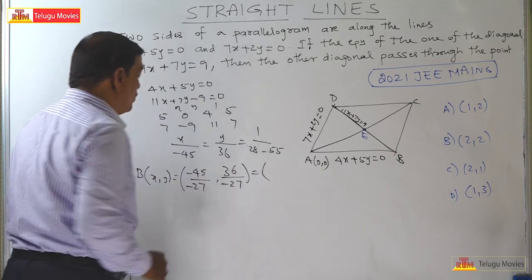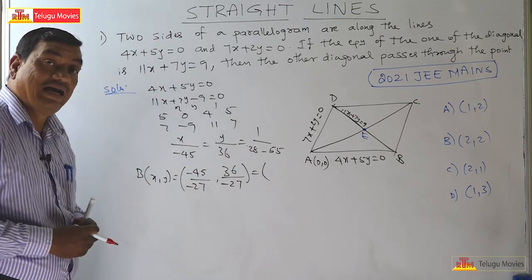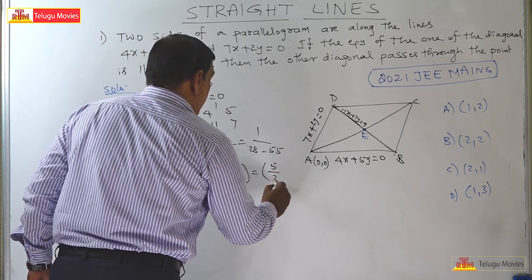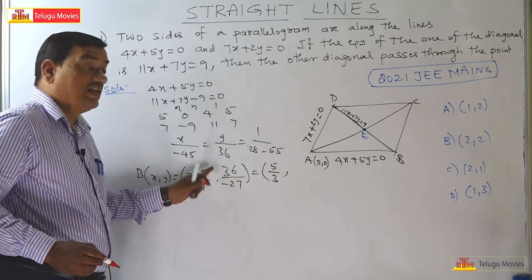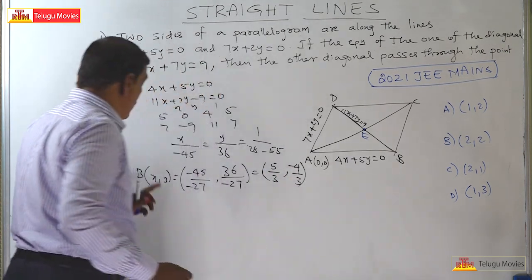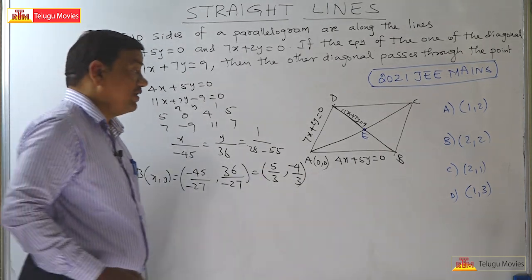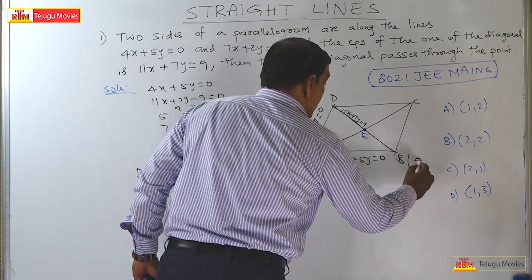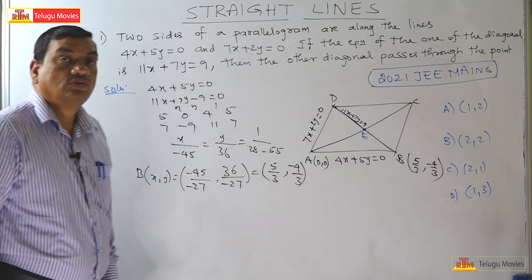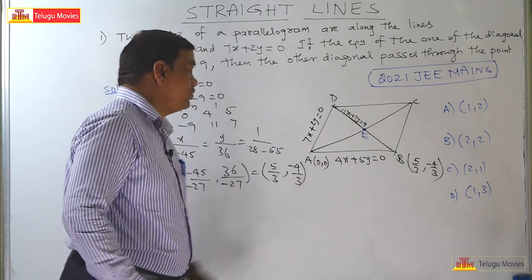So 45 by 27 you can cancel with 9: 9 fives are 45, 9 threes are 27. Here also you can cancel with 9: 9 fours are 36, 9 threes are 27. Therefore, the coordinates of B are 5 by 3 comma minus 4 by 3. Okay, very easy. Now, let us solve these two equations.